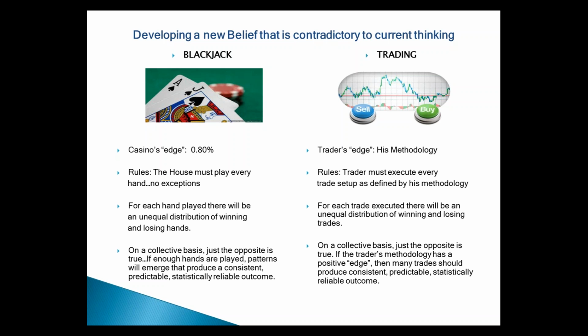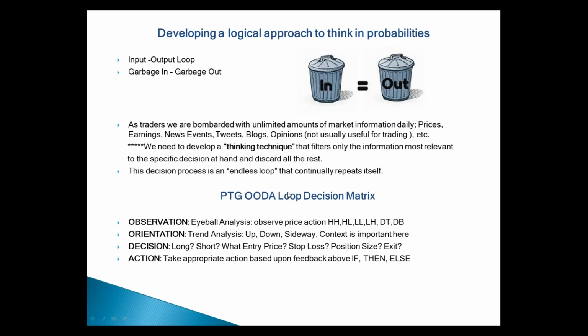On a collective basis, if the trader's methodology has a positive edge, then many trades over a period of time produce consistent results. Now, this is a belief that you need to embrace, and certainly professional traders embrace it as well. We need to develop a logical approach to thinking in probabilities. We've all known the adage of garbage in, garbage out. This is what we call the input-output loop. You put in trash and you take out trash. You put in good stuff and what will come out is good stuff.